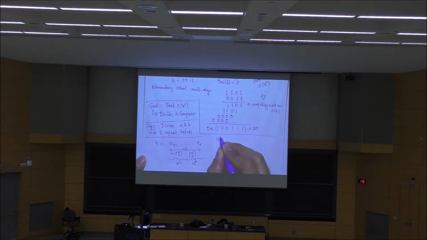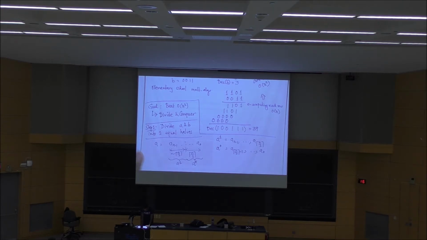More precisely, A1 is A of n minus 1 all the way up to A of ceiling of n over 2. A0 is basically the remaining bits, or like the least significant ceiling of n over 2 bits.